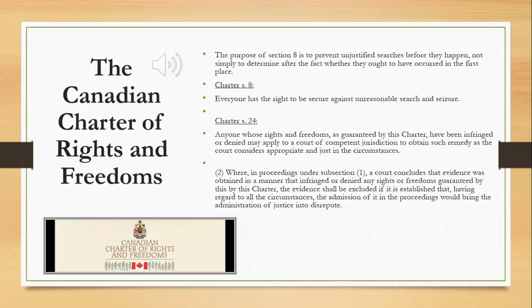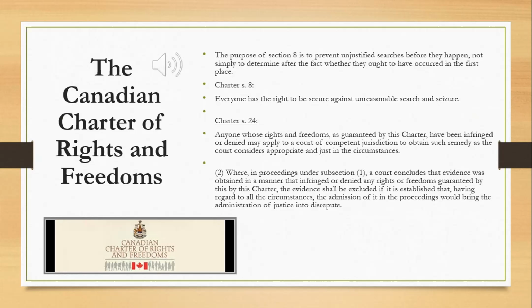Charter Section 8. Everyone has the right to be secure against unreasonable search and seizure. Charter Section 24. Anyone whose rights and freedoms, as guaranteed by this Charter, have been infringed or denied may apply to a court of competent jurisdiction to obtain such remedies as the court considers appropriate and just in the circumstances.